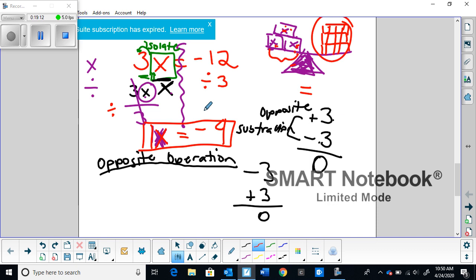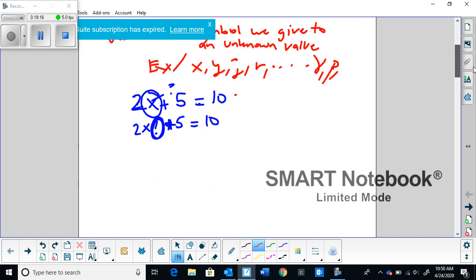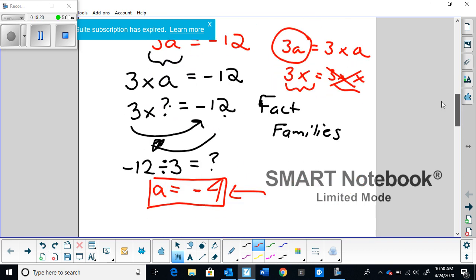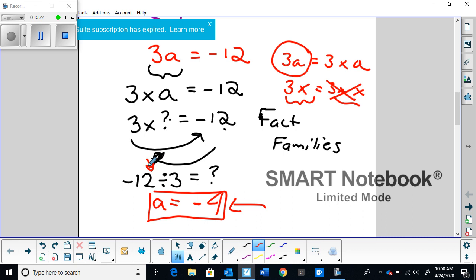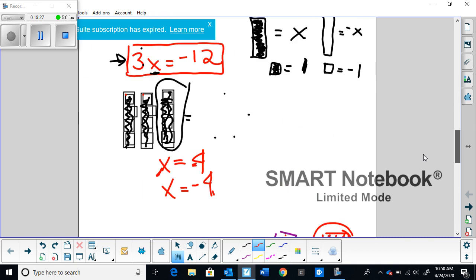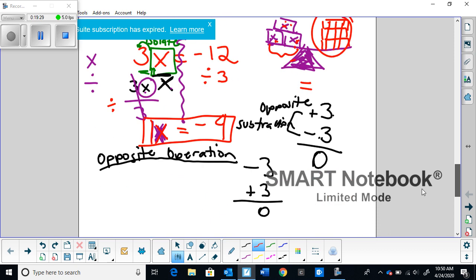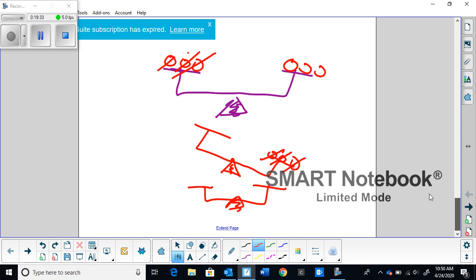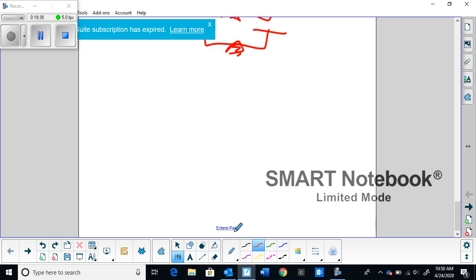We were just able to get this answer in 3 different ways. We were able to start with fact families, which is exactly what we did, negative 12 divided by 3, and that's why it works. We were able to model it, and then we were able to use opposite operations to isolate and get that variable on its own. So there's a lot of important vocabulary when we're solving equations.